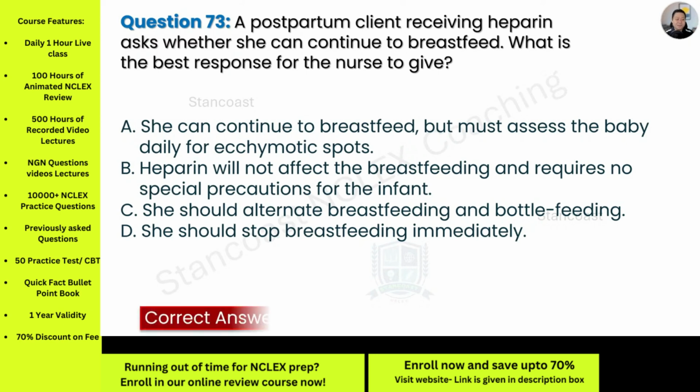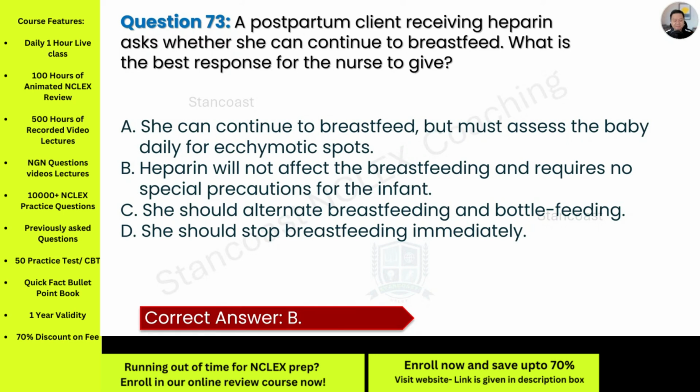The answer is letter B, because heparin does not pass into the breast milk in significant amounts. So the breastfeeding can continue without special precautions. And so this makes it the best answer.